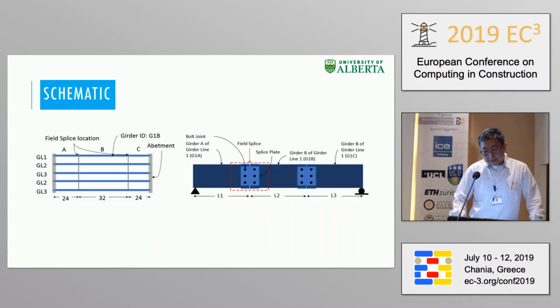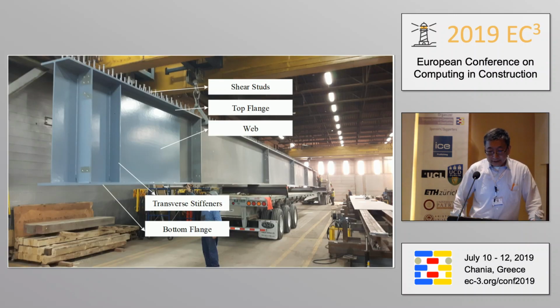Here's another schematic view, just of the girder line. Each line consists of several girders, and pay attention to the connection details, which we call the field splice. They are well prepared and fabricated in the fabrication shop to make sure they will be connected in place at the construction site later.